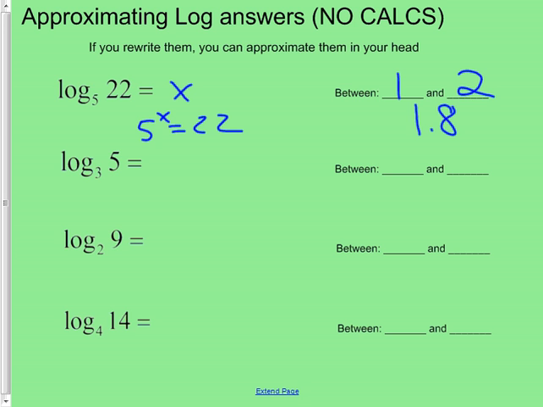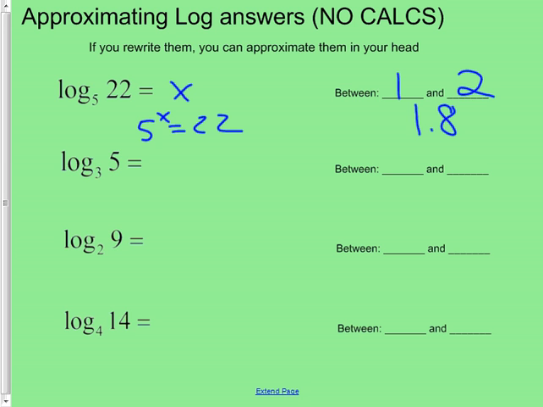Granted, a calculator would be able to tell you the exact answer. And you'd type in log 22 over log 5. Everybody try that. Log 22 over log 5. My guess was 1.8. Let's see how close I was. 1.92. Okay, so I was only off by about 12 hundredths, which isn't too bad. That's pretty close. And I didn't cheat and know the answer ahead of time.